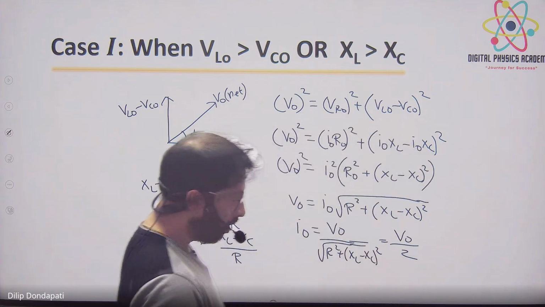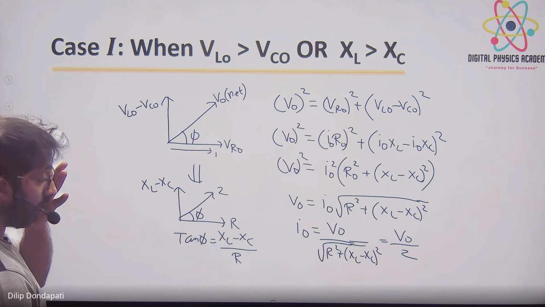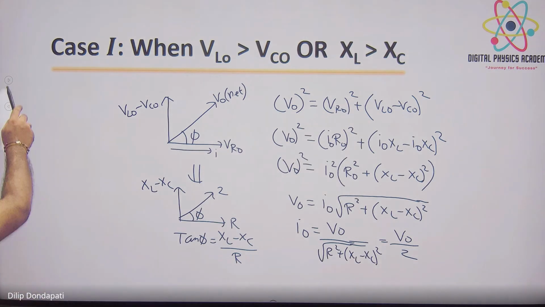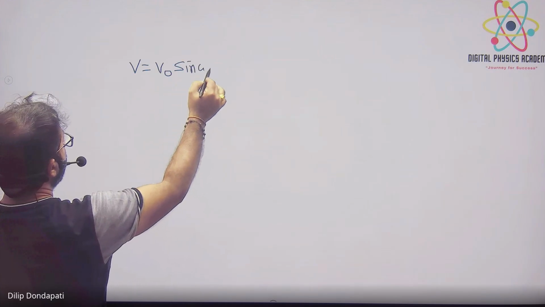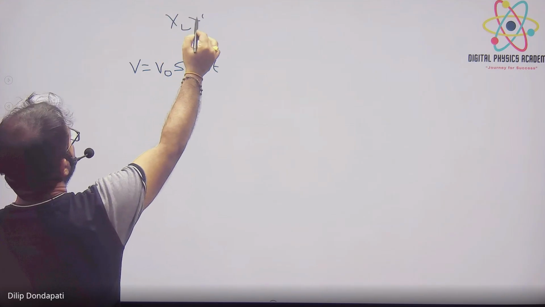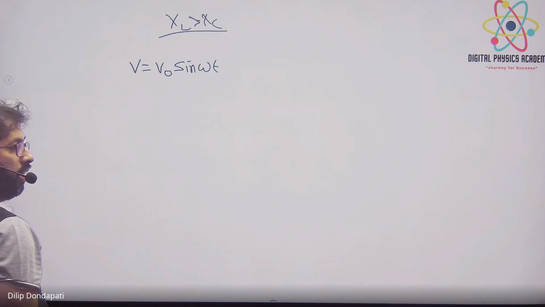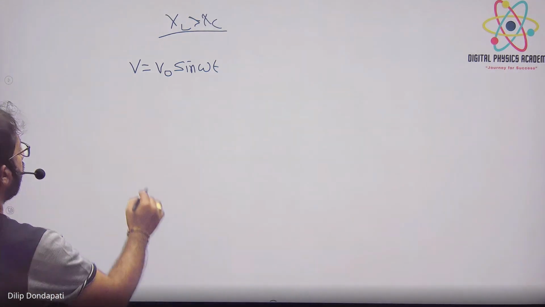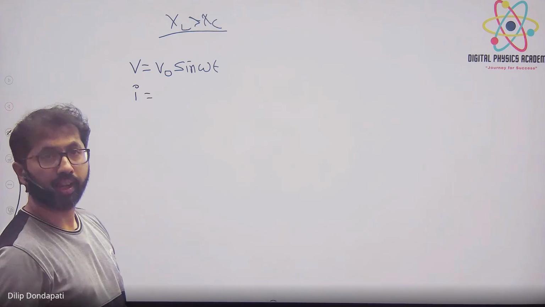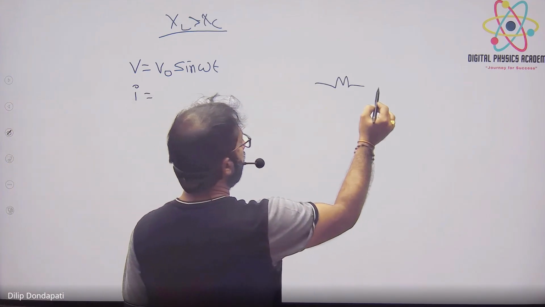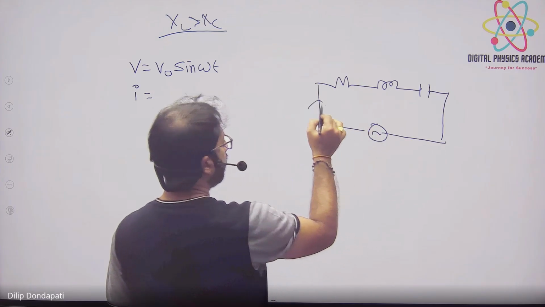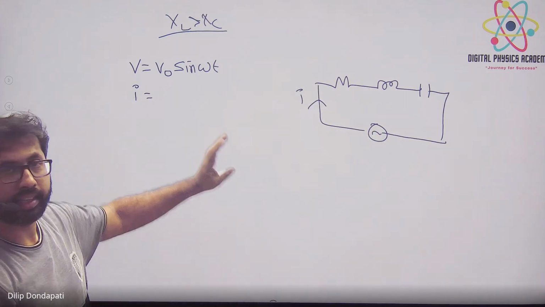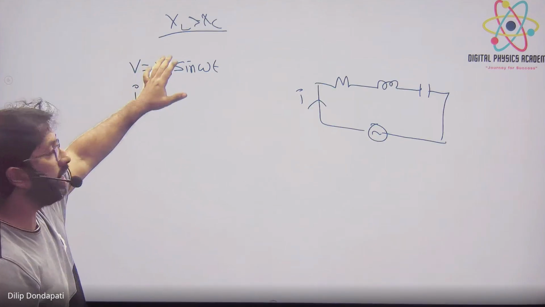Now we will write the phasor diagram for all. What is the voltage? Tell me. Suppose V is equal to V naught sin omega t is given to the RLC circuit where XL is greater than XC. Tell me, in that case, how much will the total current be? Here XL is greater than XC, right? So it is acting like an inductor circuit.